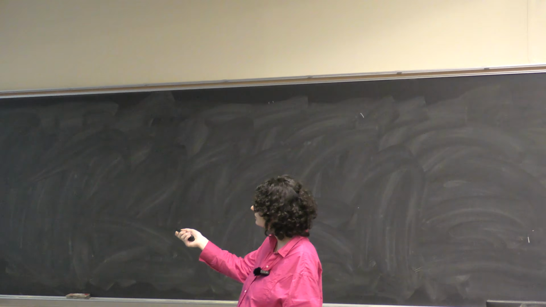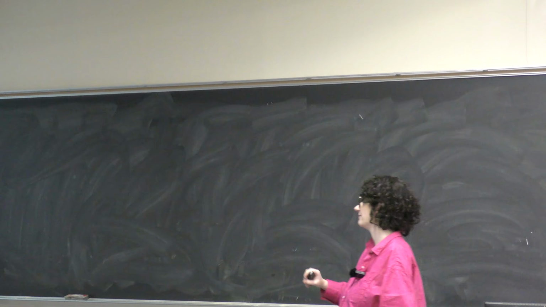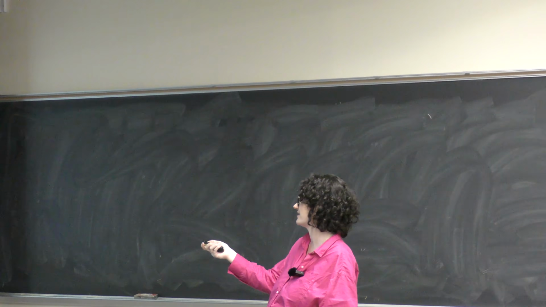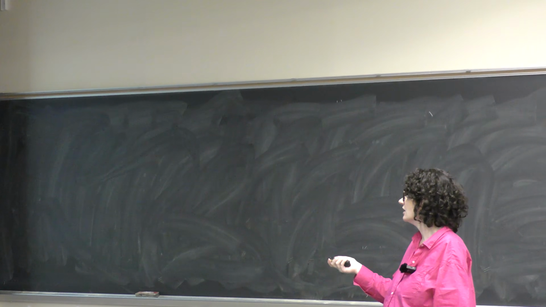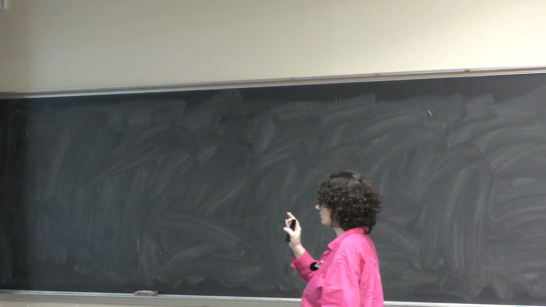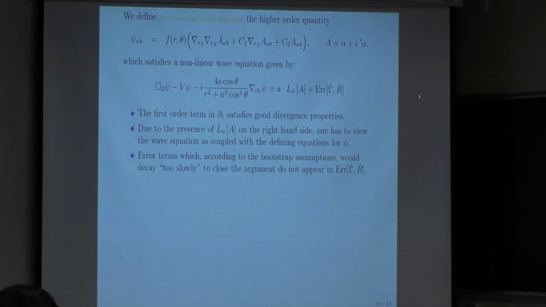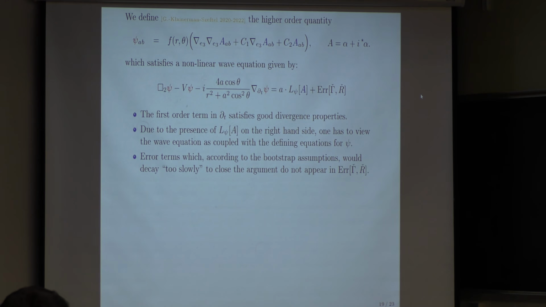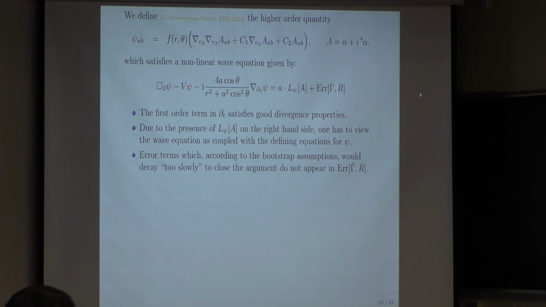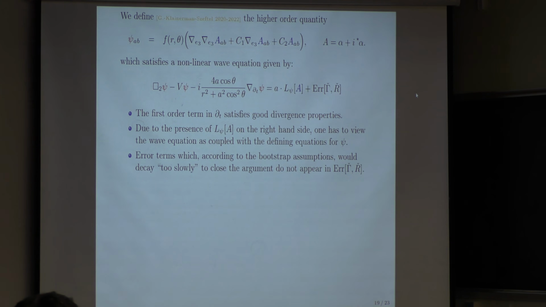As I said, it's a level of two derivatives of this alpha. It satisfies a nonlinear wave equation that, you see, is not exactly box equals 0, it's box plus a bunch of other terms, but all these terms are good enough. So the first order term has good divergence properties. This is coupled to this A, so it's coupled to the lower order terms. So this equation has to be viewed coupled to the defining equation for C, and these error terms are controlled by the bootstrap assumption. So here are where the many pages go.